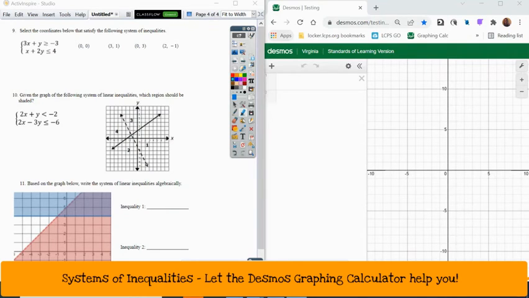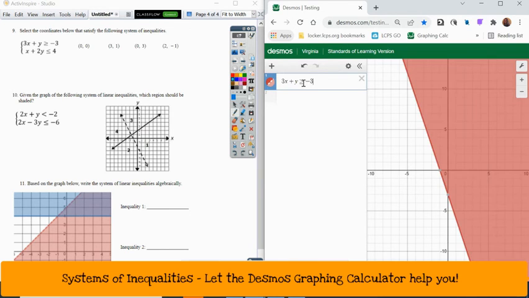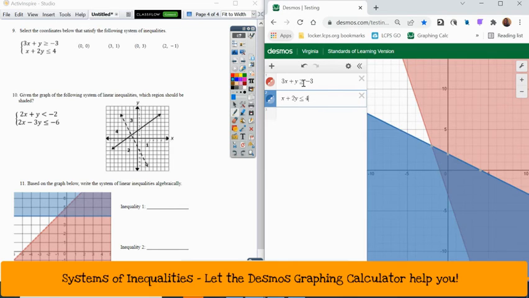Now, as you move into number 9 and we're asked to select the coordinates that are going to satisfy that system of inequalities, you might find that drawing the graph for these two equations is helpful, or perhaps you could also put them into your graphing calculator. So my 3x plus y is greater than or equal to -3 from the top equation. And then my x plus 2y is less than or equal to 4 from the bottom equation. And so we can see where that comes up.